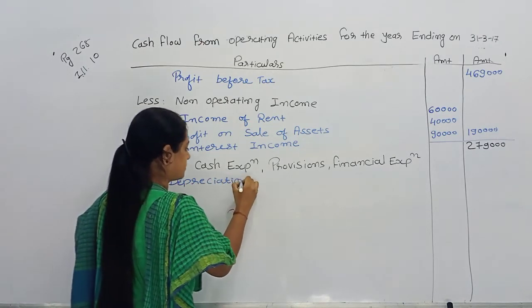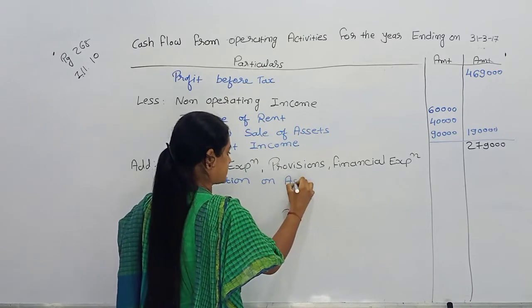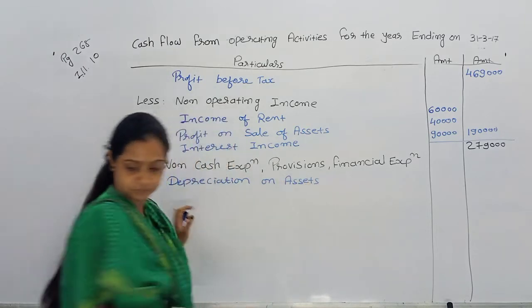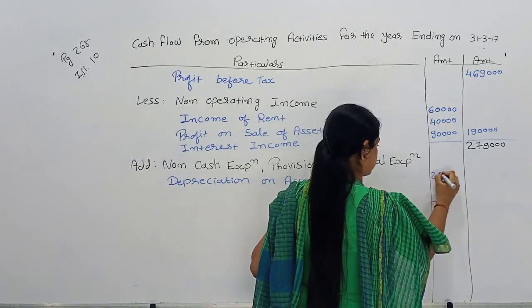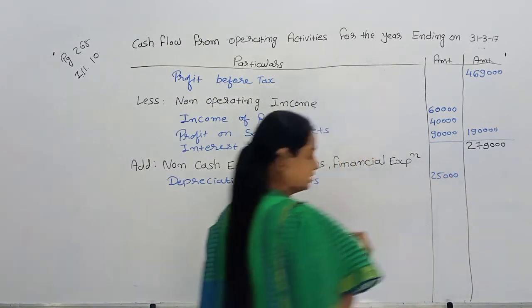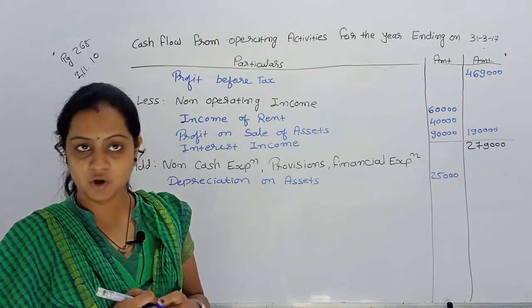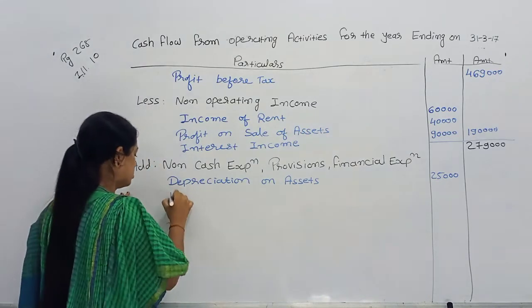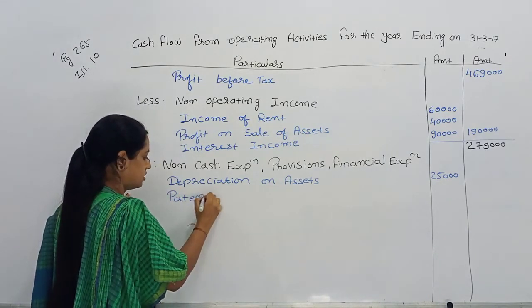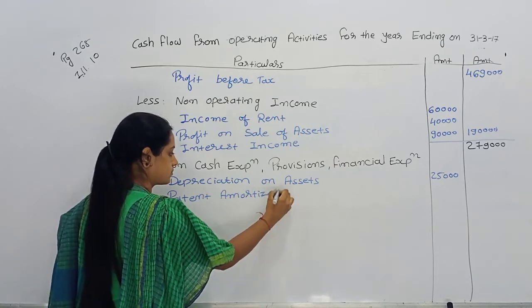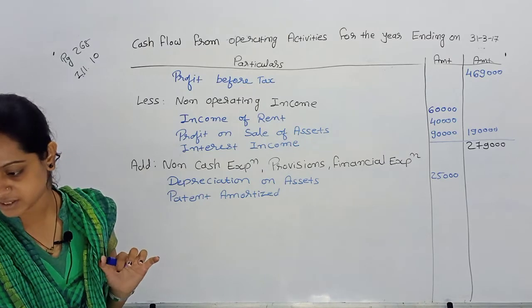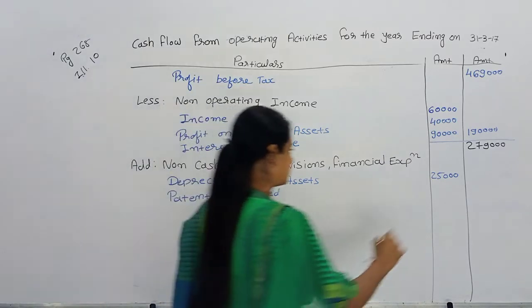Depreciation on assets, amount is 25,000. Then comes patent amortized, a non-cash expense also, so we'll write here patent amortized, amount is 18,000.